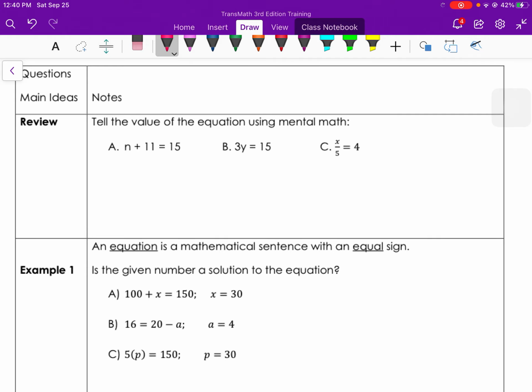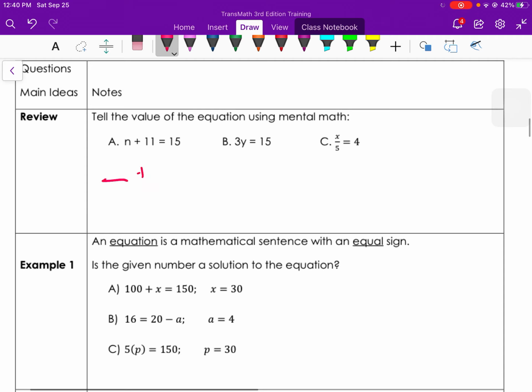If we had the equation n plus 11 equals 15, we want to know what number plus 11 equals 15. And we used our mental math to say, well, we know that 4 plus 11 is 15, which means that n equals 4. 3y equals 15. This means 3 times what number equals 15? And we know that 3 times 5 equals 15, so our solution to this equation would be y equals 5.